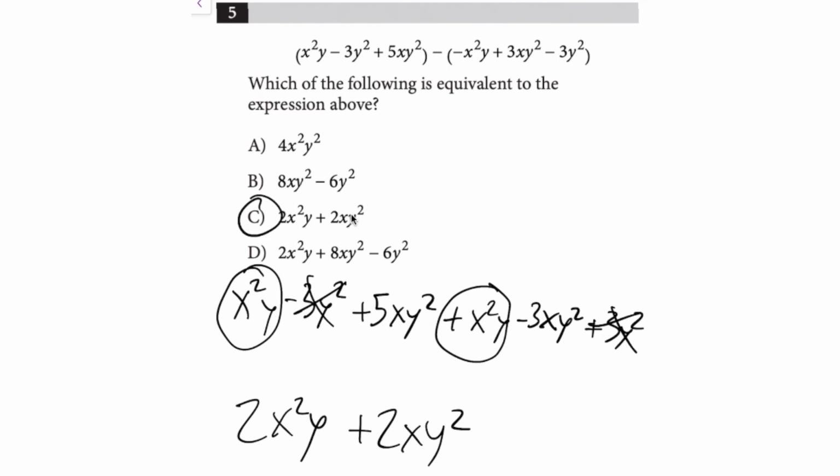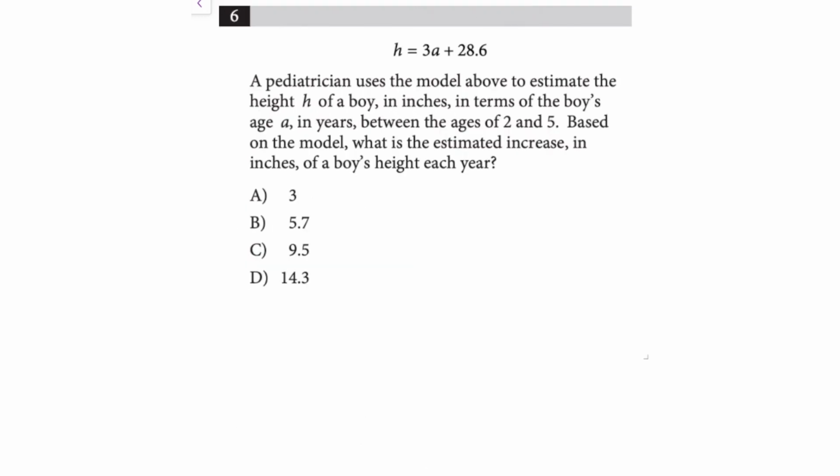And that's my answer. Number 6, h equals 3a plus 28.6. A pediatrician uses this model above to estimate the height h of a boy in inches in terms of the boy's age a in years between the ages 2 and 5. Based on the model, what is the estimated increase in inches of a boy's height each year?